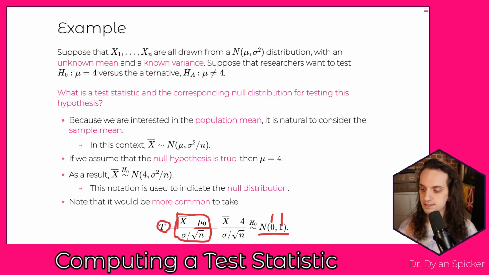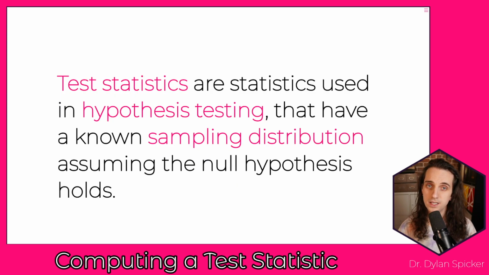But this is still a statistic, because we can calculate it exactly. We take the x bar, which we can calculate, and subtract off 4, which is just a constant. We know the value of sigma and we know the value of n. So this is going to work equally well, and it comes from the previous result that we have right there.